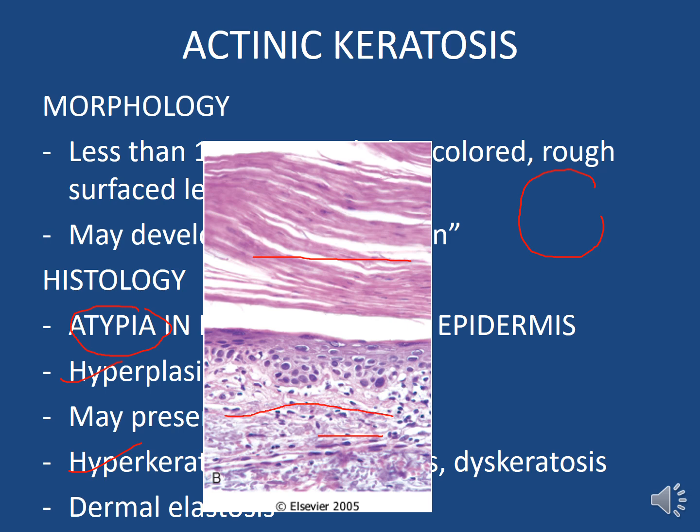However, look at the stratum basale and stratum spinosum layers. You will be able to see large pleomorphic and hyperchromatic nuclei of the squamous cells. Those are the dysplastic changes that will be seen in actinic keratosis, so the cells look like malignant cells already. And in the stratum corneum, we will be able to see hyperkeratosis and retention of the nuclei, parakeratosis.